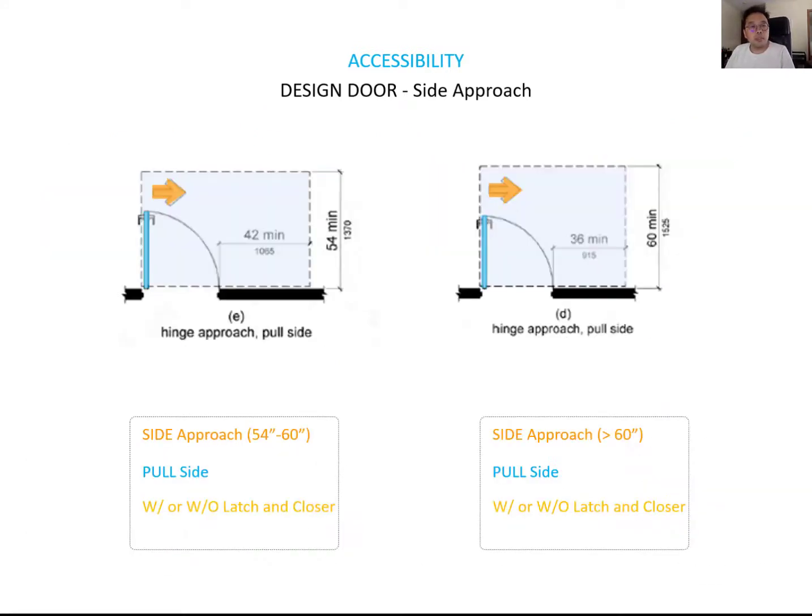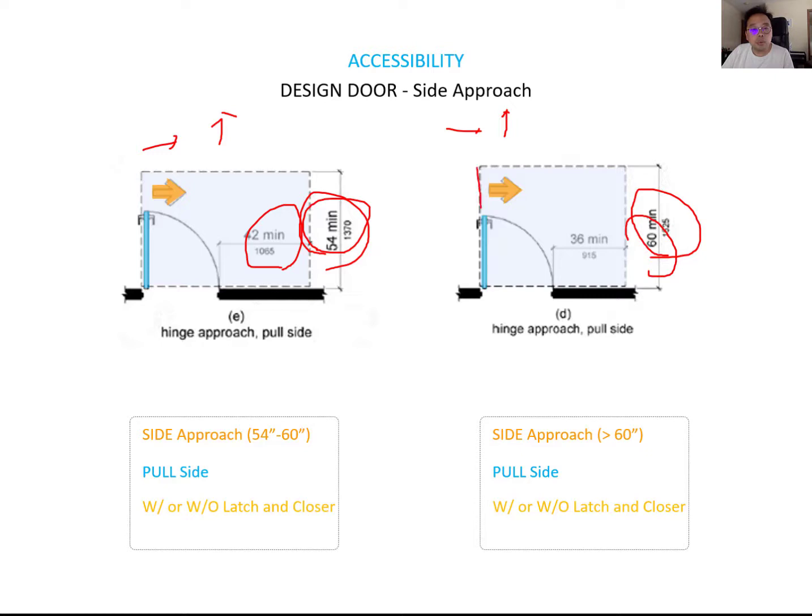Okay. And the same thing when you have a side approach, and in this case, side approach here, and the pull side, and this is a side approach and pull side. In this case, this is a 54-inch clear space, and this is a 60-inch clear space. When you provide the 54-inch, you have to provide 42-inch minimum clear space with or without the latch enclosure. But when you provide the 60-inch, which is more clear space, in this case you can just provide 36-inch. So it means you can adapt this case or this case for designing your door.